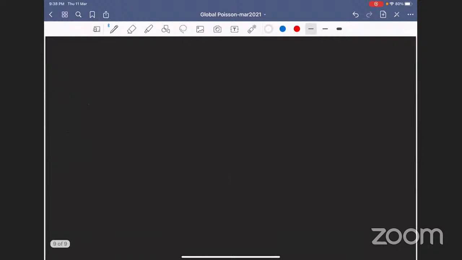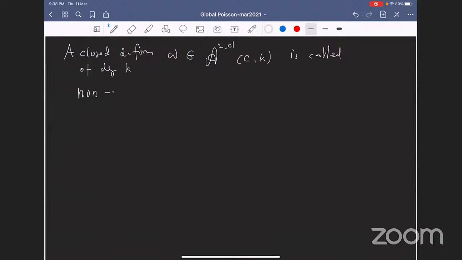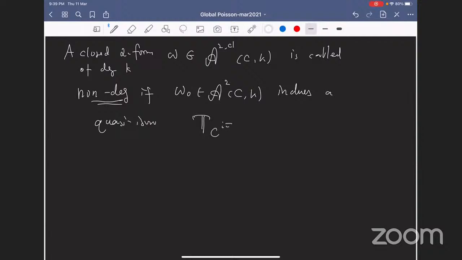So first, a closed two-form omega belonging to A^{2,cl} of degree K is called non-degenerate if the underlying form, which as I said should lie in A^{2}(C) of degree K, induces a quasi-isomorphism from T_C, which is defined to be the dual of L_C, to L_C shifted by K. Okay, so this is the definition of quasi-isomorphism.